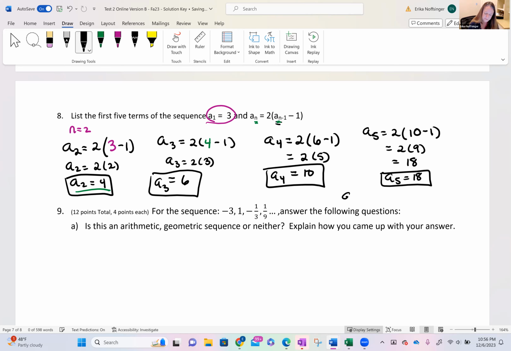So our first 5 terms of our sequence are 3, 4, 6, 10, and 18.